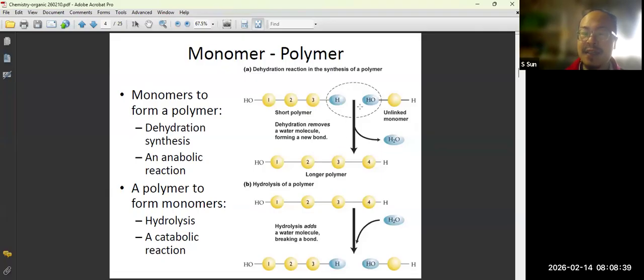This is a process to form a longer polymer. This reaction is called dehydration synthesis, meaning that it produces some water. Synthesis means formation. So you don't break down, you form polymers. This process is an anabolic reaction because you are building things. It's not breaking apart, it's building things. This is what happens in your cell, in your body: you put all these components together, and then you can form polymers.